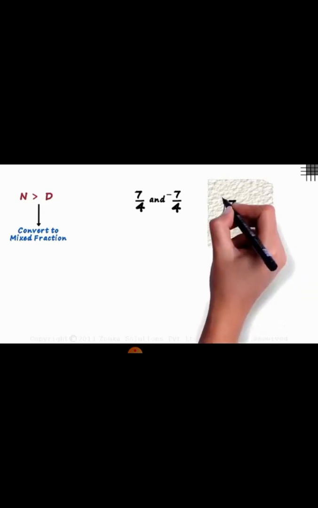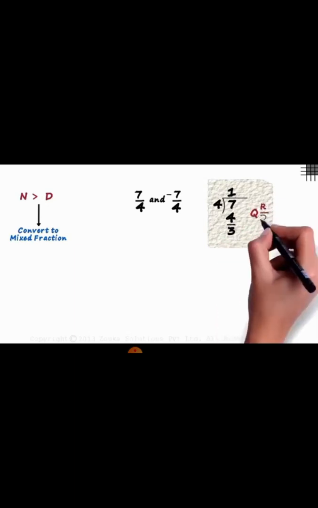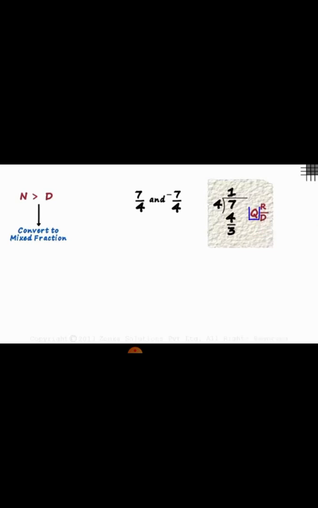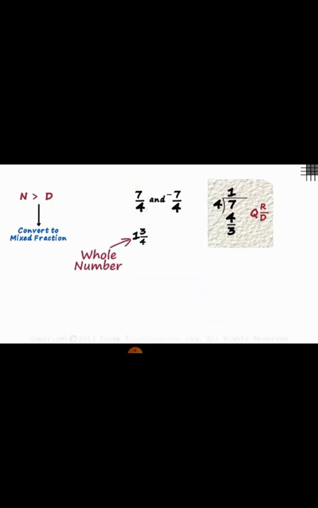We only have to divide 7 by 4. We get the quotient as 1 and remainder as 3. So we write the mixed fraction as quotient remainder by divisor. Quotient is the whole number part and remainder by divisor is the fractional part. So we can write 7 by 4 as 1 3 by 4. 1 is the whole number, 3 by 4 is the proper fraction part.